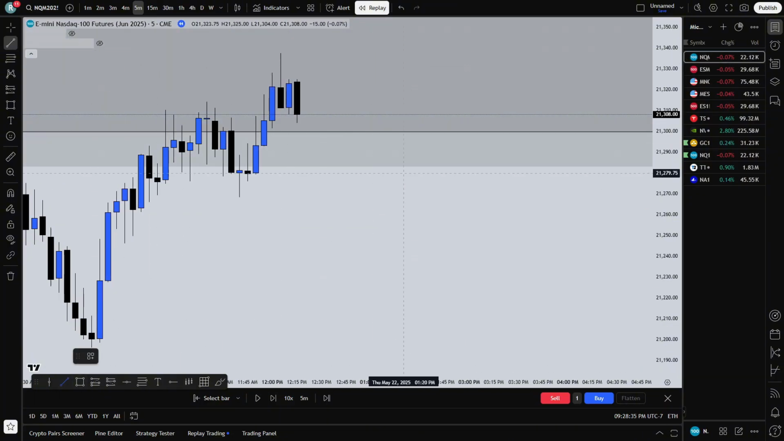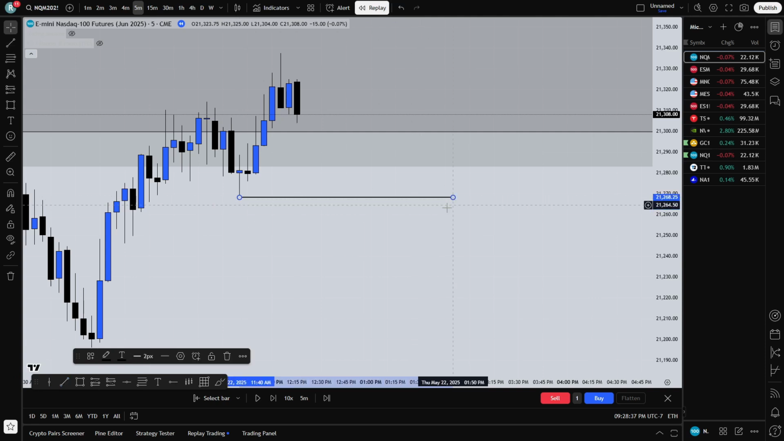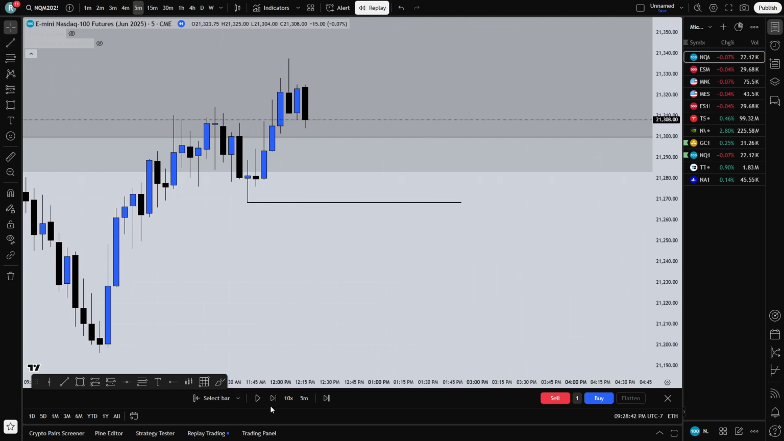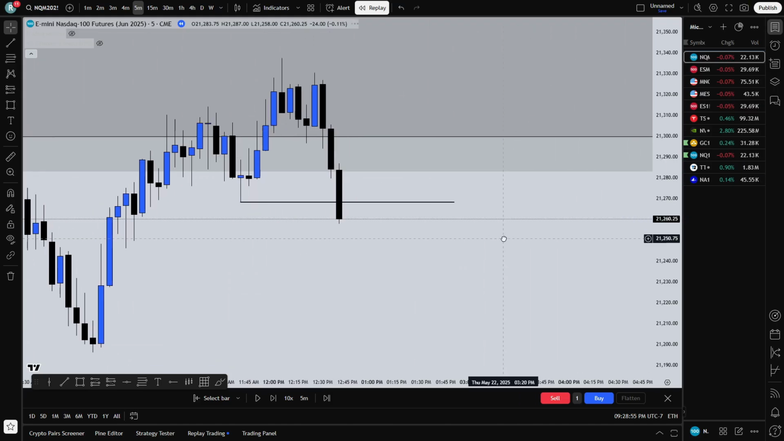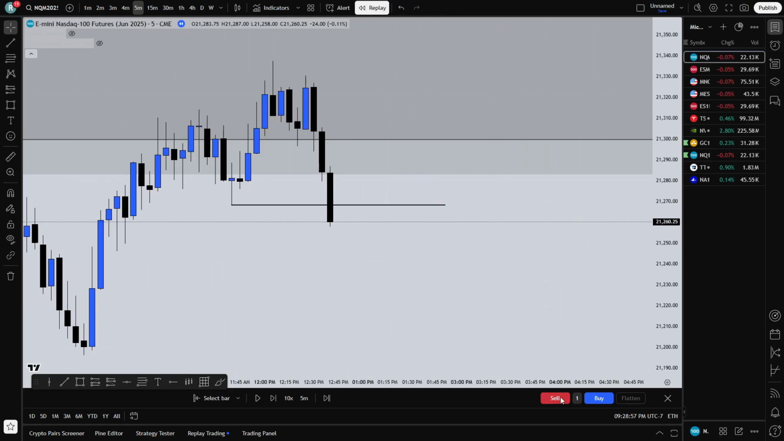We're going to mark out this low here. And what I want to see basically is a run down to this low, and I want to see a nice displacement just like this. And now we can go ahead and sell here.